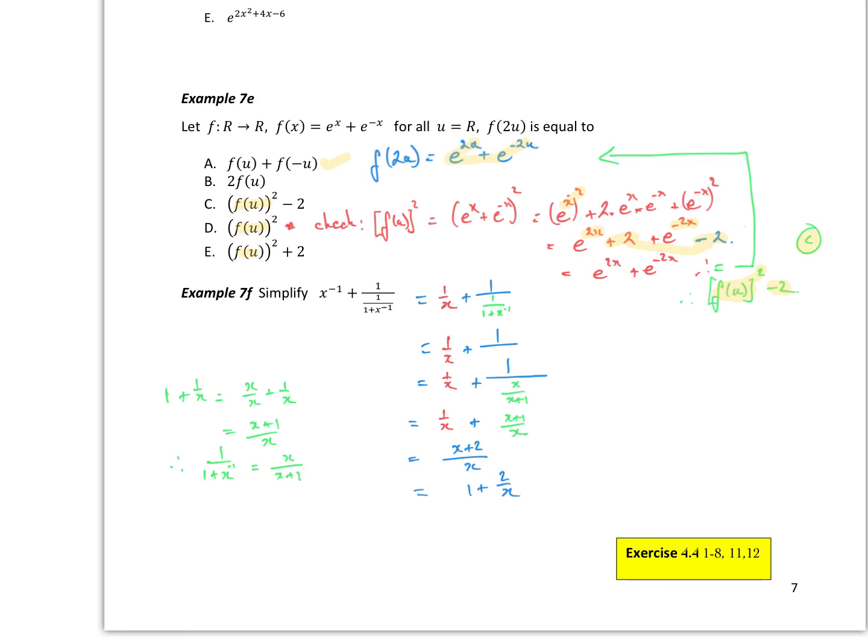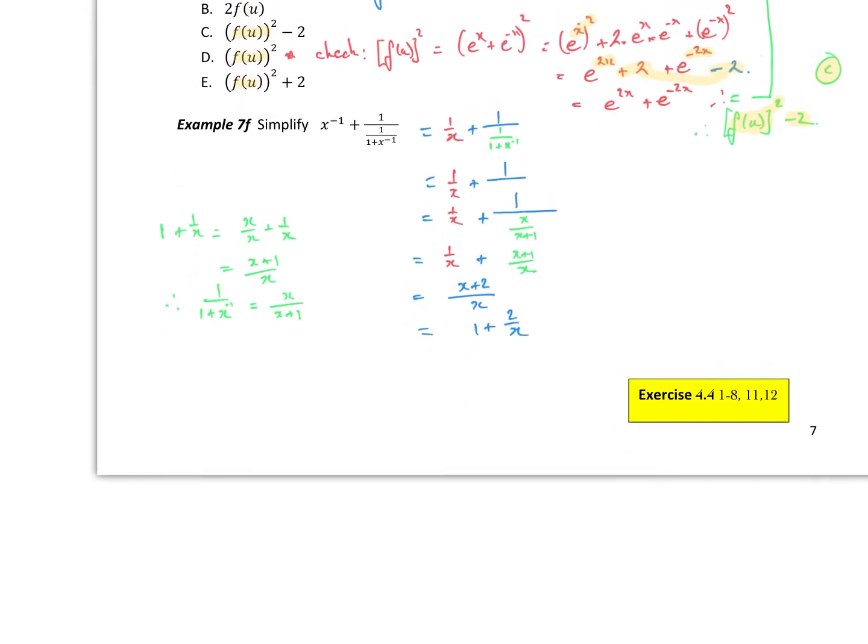All right. What have we got here? Simplify x to the minus 1 plus 1 over 1 plus x to the minus 1. Right. So what have we got here? So 1 on x is equal to 1 over 1 plus x to the minus 1. So this term in here in green, let's bring it over here.